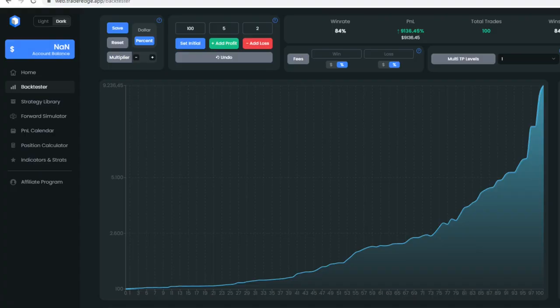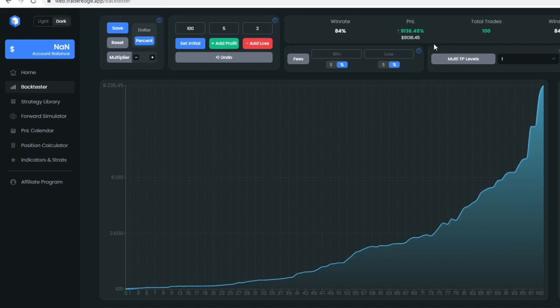This is now our result of the backtest. As you can see, we have managed to generate 9,136% from our 100 trades. From the 100 trades, we had 84 wins, 8 losses and 8 break-even trades. I think this is the best result we have managed so far, and the best result that you can find on any strategy on YouTube.